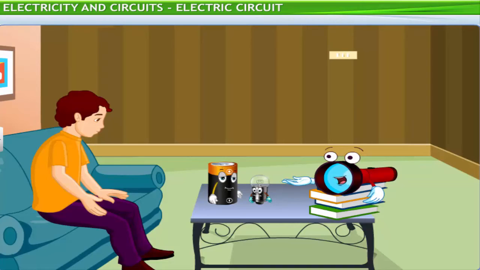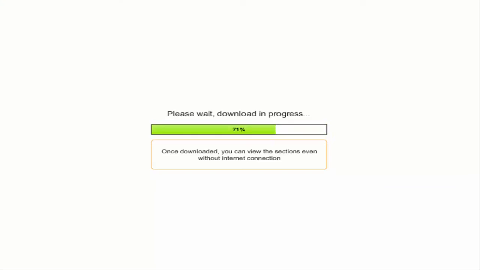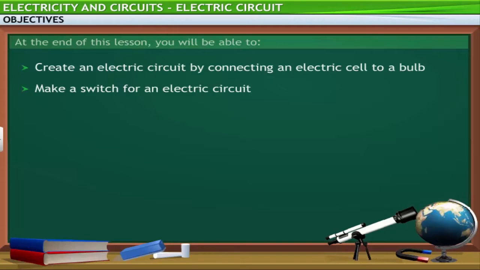Looks like the connection is important for Chamku to glow, doesn't it? In this lesson, you will learn to connect the components of an electric circuit. At the end of this lesson, you will be able to create an electric circuit by connecting an electric cell to a bulb and make a switch for an electric circuit.